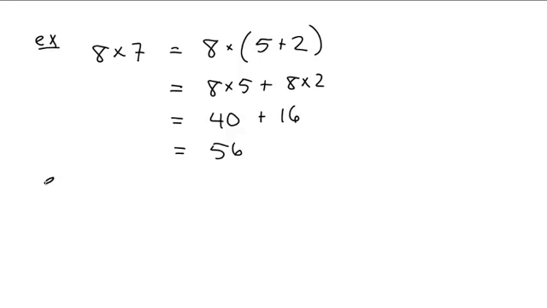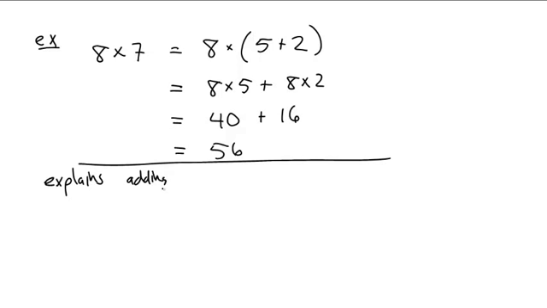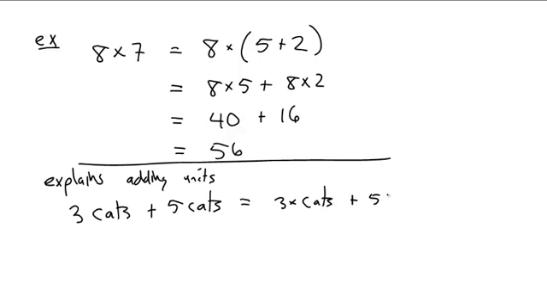It also explains adding numbers with units. That is to say that if you have, let's say, 3 cats plus 5 cats, this is really 3 times cats plus 5 times cats. And you can say, hey, they both have a cat in them. You can take cats out. Now, normally we factor out to the one side, but it doesn't matter which way you pull things out. We can call this (3 plus 5) times cats. 3 plus 5 is 8. We're talking 8 cats.